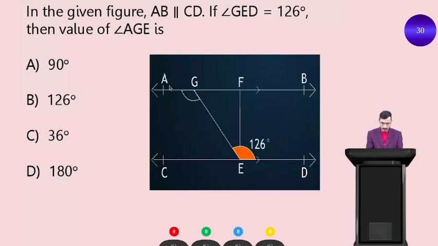You can see here given that line AB and CD both are parallel lines, and angle GED is 126 degree. Then the value of AGE, so here A, G and E, we will find angle AGE here. Find this angle.